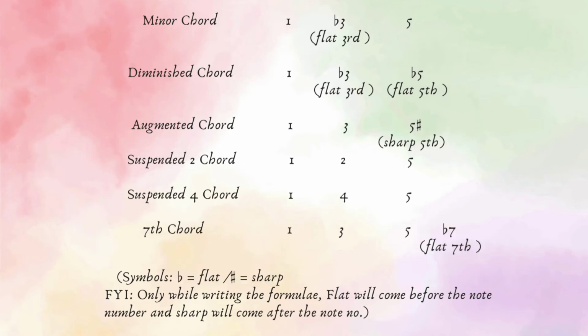There are two symbols that you might come across, the flat and the sharp. Flat looks quite similar to the smaller case of b, but if you observe closely, it's not exactly a b. It's a little bit different from the smaller case of b. And the sharp might seem very similar to the hashtag, but that's not exactly a hashtag. Look closely and you'll get the difference. For your information, only while writing the formulae, flat will come before the note number and sharp will come after the note number.